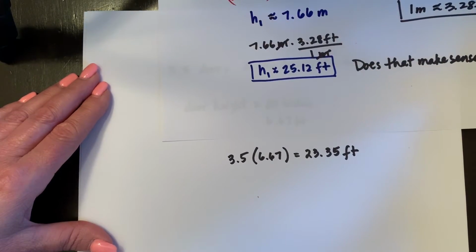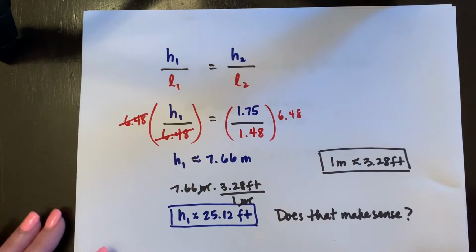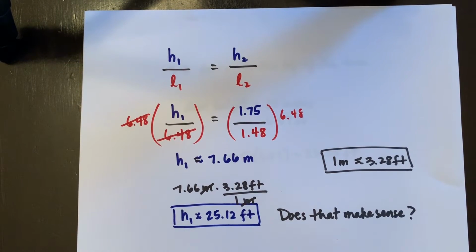But we have some measures from our first strategy. Let's take a look at finding the height of that highest orange using our second strategy, the clinometer.